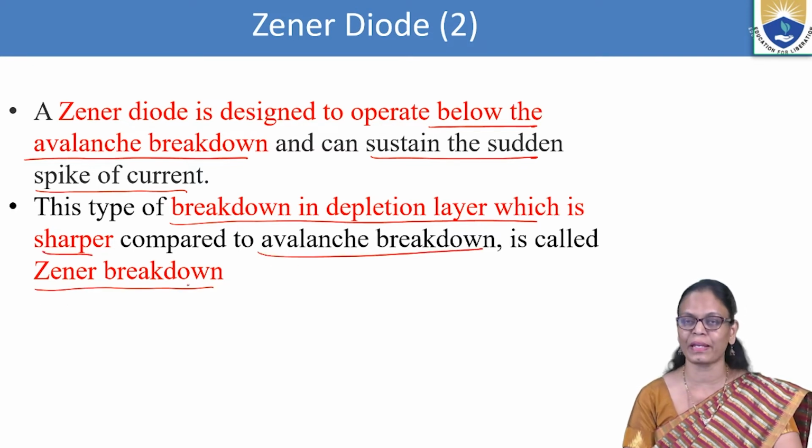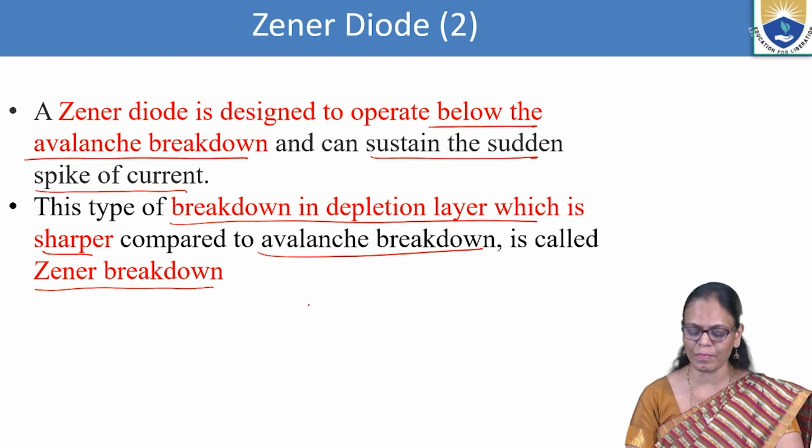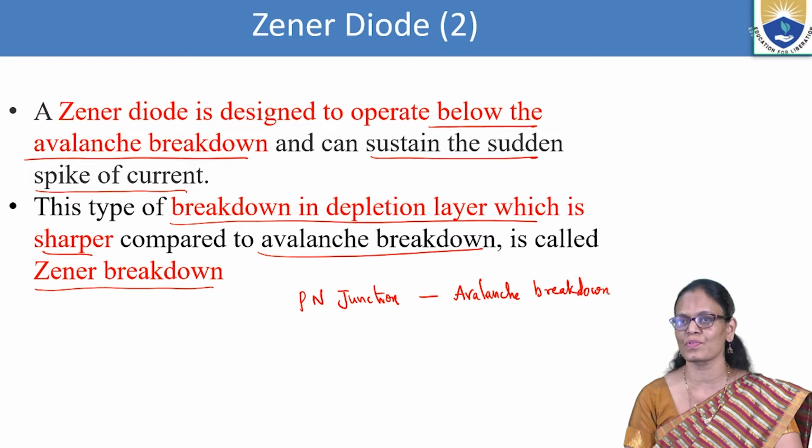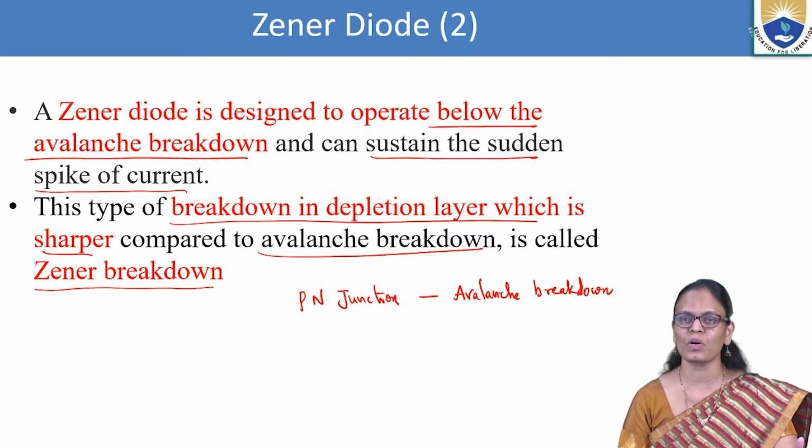it Zener breakdown. So in a normal PN junction diode, we call it avalanche breakdown. And because of the avalanche breakdown, what is happening? A large current flows through the diode, and because of that the diode gets destroyed.